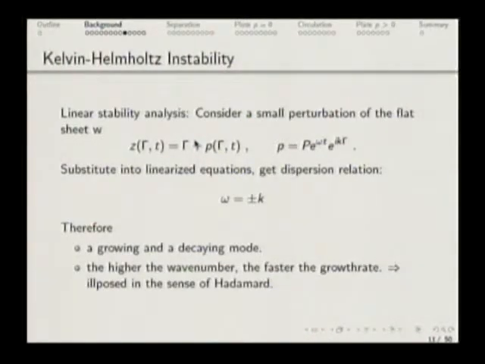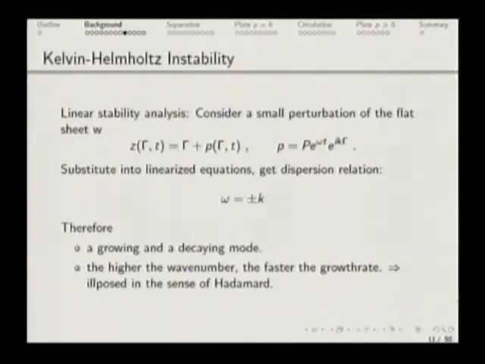Okay, so the problem is the Hadamard instability of this. So if you take these, they're called the Birkhoff-Rott equations, the ones I just had written down. You do a linear stability analysis. You take a small perturbation of a flat sheet. So z equals gamma. That means the x component is gamma, because there's no imaginary component, and the y component is 0. So that's the flat sheet. This is the flat sheet. Maybe I should take my little arrow out of there.